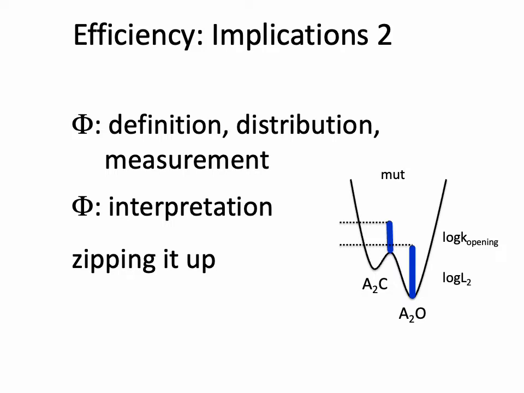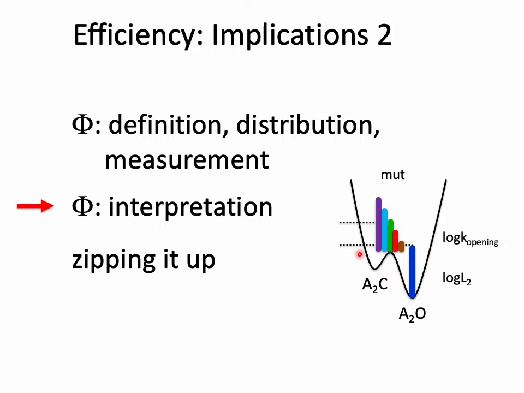That is shown by the picture here in the bottom right, which is phi, the ratio between these two blue lines, the effect of a mutation on the transition state energy relative to that on the open state energy. In this chapter, we are going to interpret the value of phi, and particularly the distribution of phi.